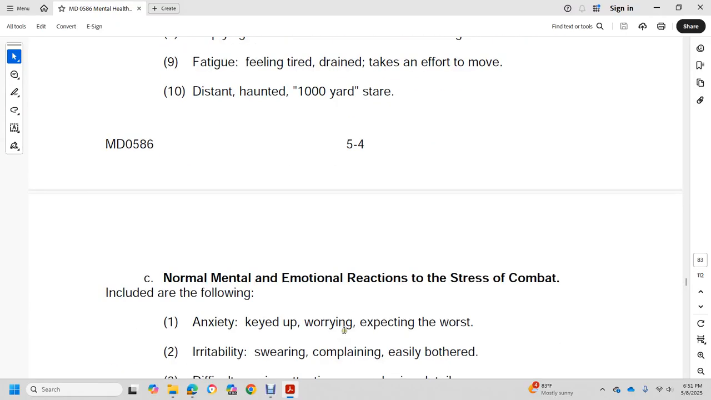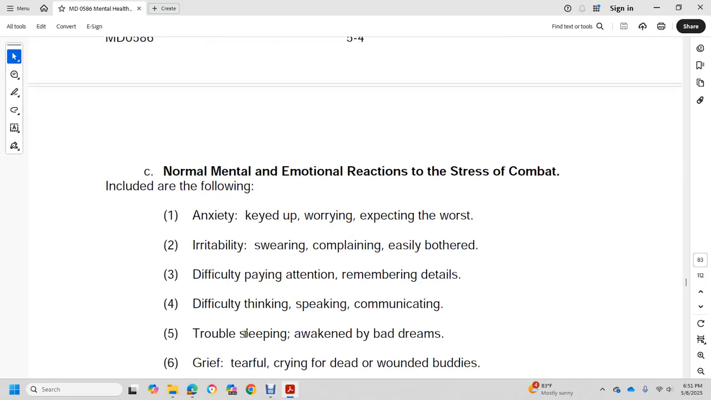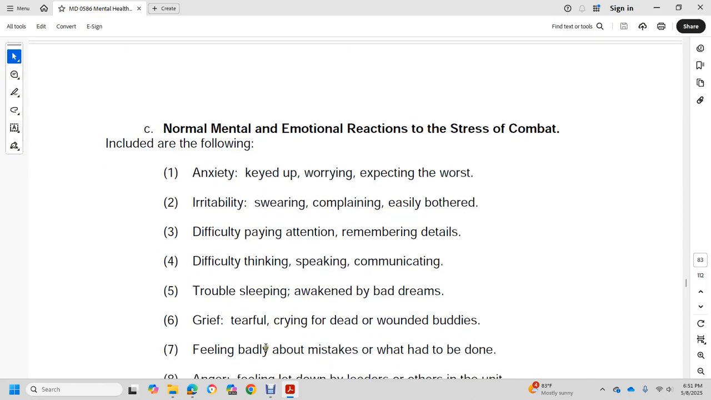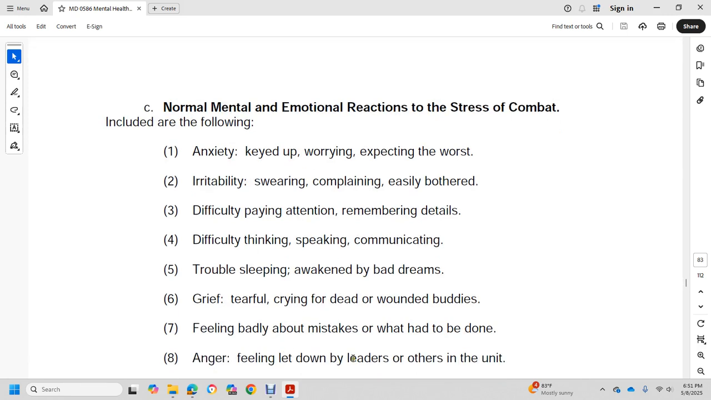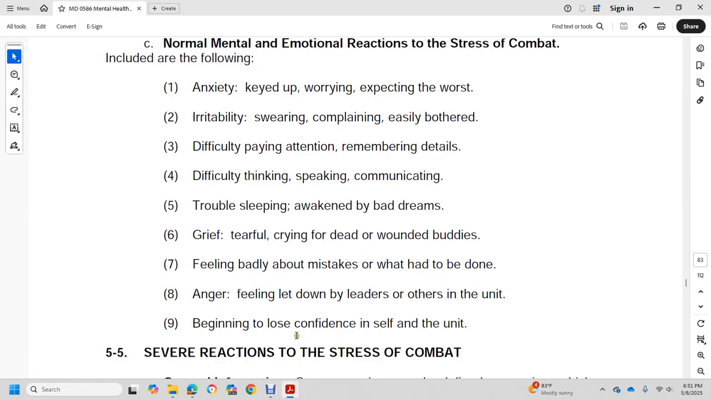Normal mental and emotional reactions to stressful combat include anxiety, feeling keyed up, worrying, expecting the worst, irritability, swearing, complaining, being easily bothered, difficulty paying attention and remembering details, difficulty thinking, speaking, and communicating, trouble sleeping, waking with bad dreams, grief, tearfulness, crying over the dead and wounded, feeling badly about what had been done, anger, feeling let down by leaders and others in the unit, and losing confidence in self and the unit.